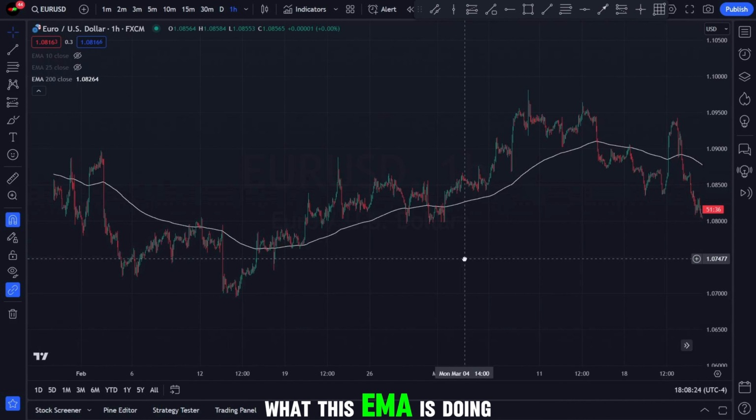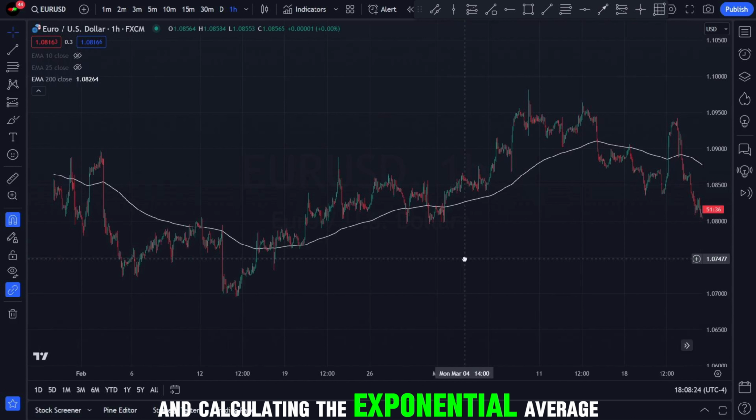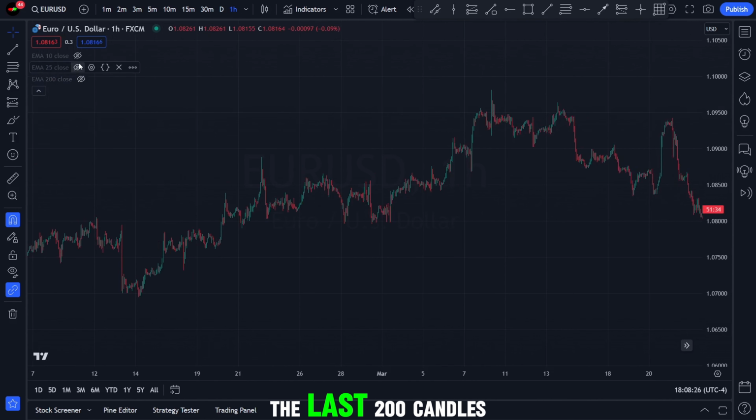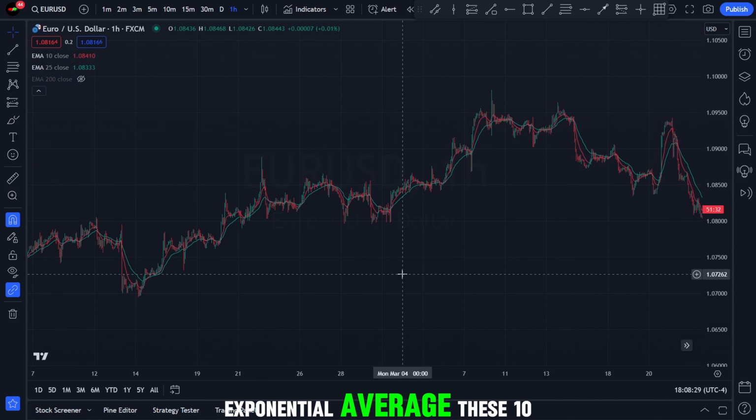Basically, what this EMA is doing is using the last 200 candles and calculating the exponential average. So, when the price is above the EMA, it tells us that the price is stronger than the exponential average of the last 200 candles, and this tells us the market has strength. And conversely, when the price is below the line, it tells us that the market is weak because it is trading below the last 200 candles exponential average.